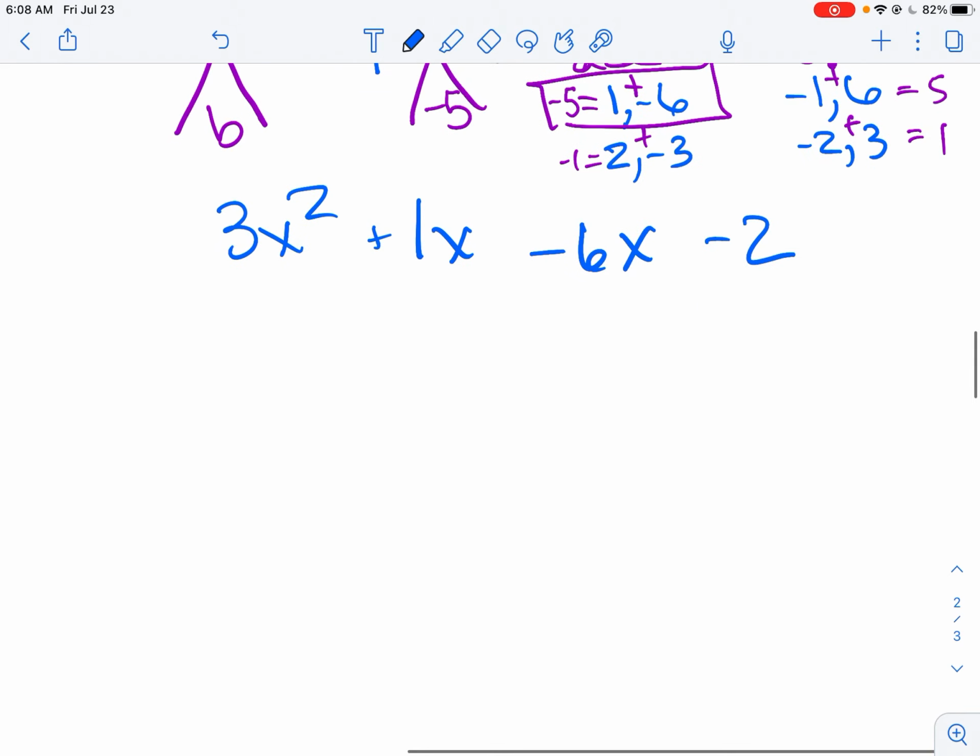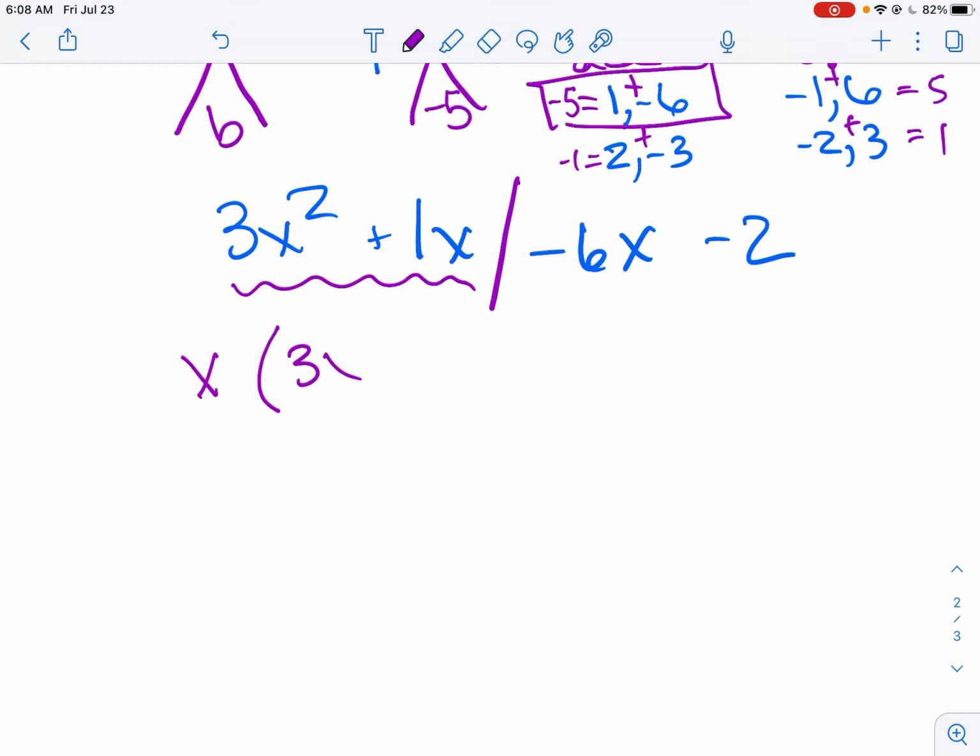So now I'm going to look at the first two. What do those first two have in common? They have an x in common. Both of those terms have an x. So 3x squared divided by x would get 3x. 1x divided by x would get me 1.